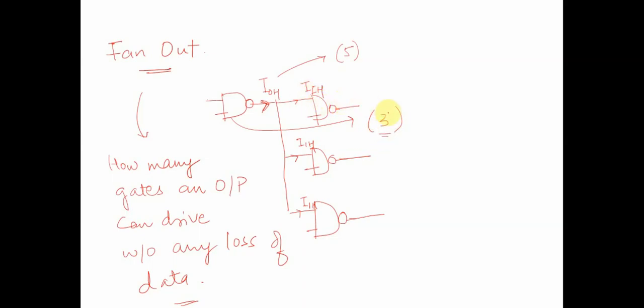So if the circuit requirement is such that 2 more NAND gates need to be driven out of this particular IOH, what we need to have is a set of buffer logic in place, correct? So fan out is one of the important IC characteristics, where we say how many gates can an output drive without any loss of data. Higher the fan out, better is the circuit, correct?